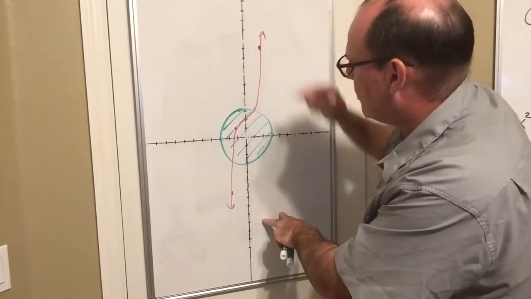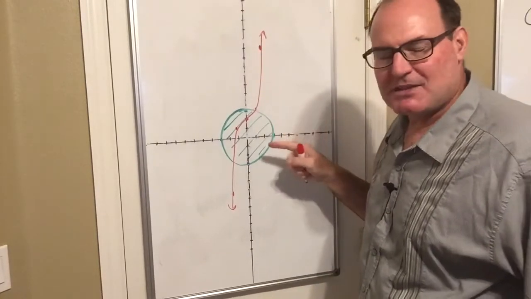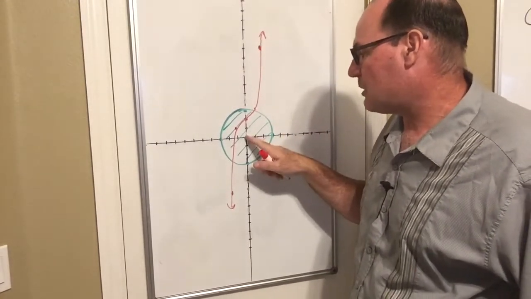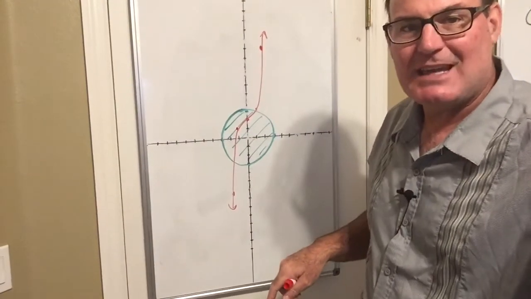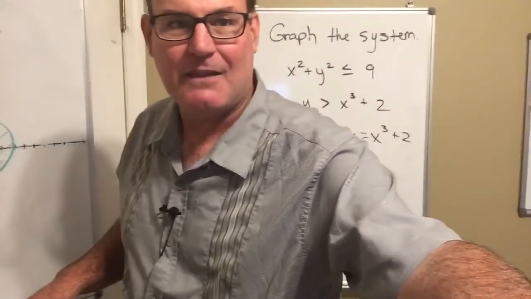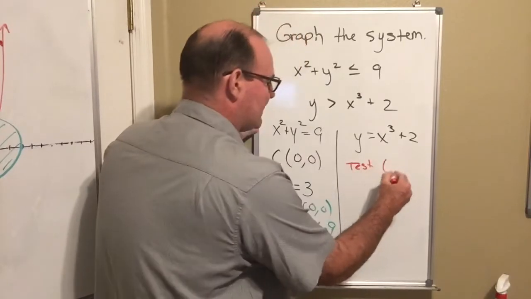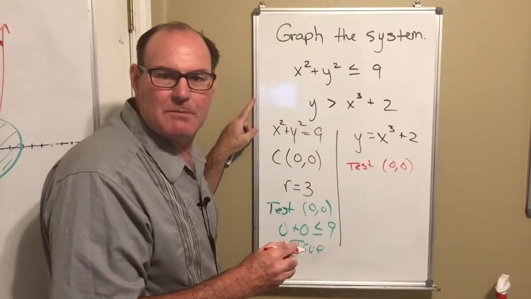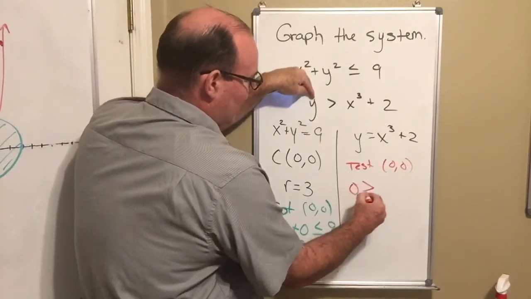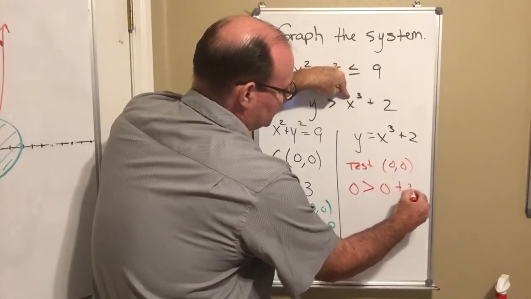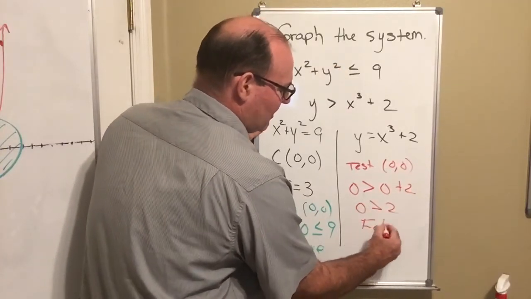Okay, so far so good. So again, I have to test where I'm going to shade with respect to the red graph. So again, 0, 0 is not on the red graph, so I'm going to test that. Remember, you can test any point you want as long as it is not on the boundary. So here I'm going to test the point 0, 0. So when I test the point 0, 0, what it looks like is I've got the y value 0 greater than 0 plus 2. 0 is not greater than 2. This is a false statement.